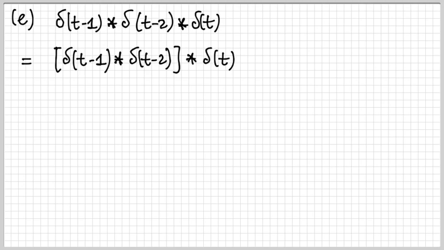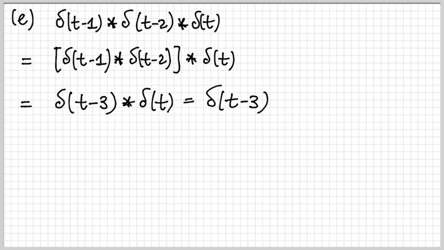The convolution between delta of t minus 1 and delta of t minus 2 is going to be delta of t minus 3 because of the shifting property of the delta in a convolution operation. And when I do convolution with delta of t, this is the identity of the convolution product, so I get delta of t minus 3.